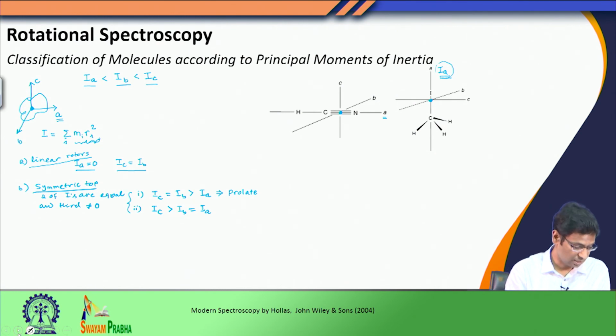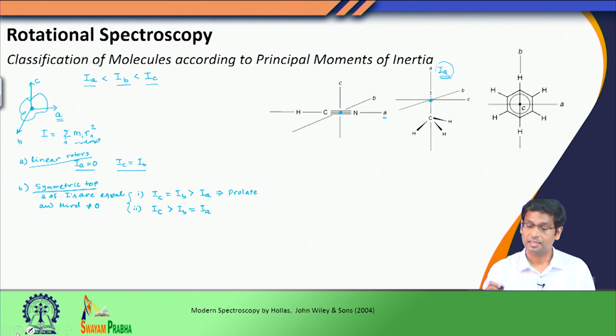Now, let us take another example. This example is benzene. In case of benzene, you know that it is a planar molecule. So, the center of gravity is at the center of the ring. Now, I am drawing 3 axes. You can see A axis and B axis on the plane of the screen, and the C axis is perpendicular to the plane. Let us see why it is so.